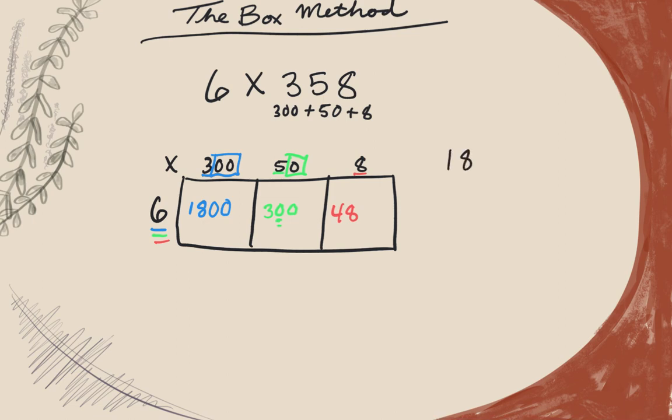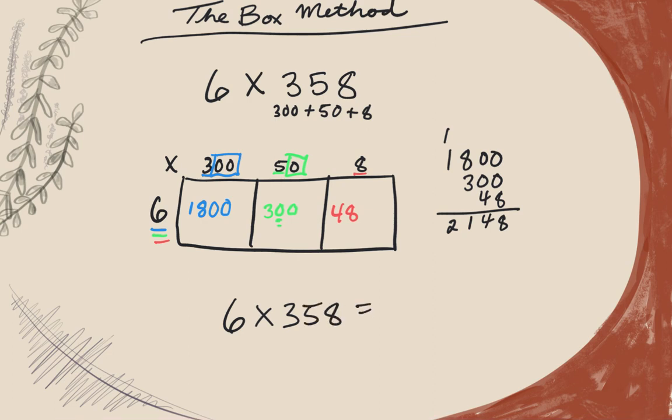So 1,800 plus 300 plus 48. So the answer to 6 times 358 is 2,148. Ta-da! Box method.